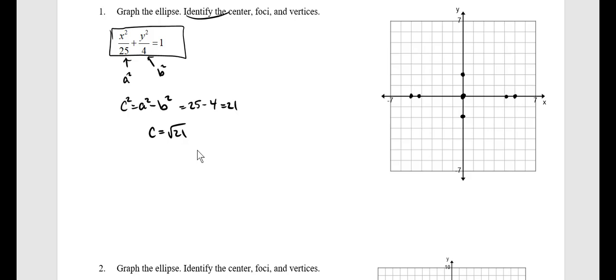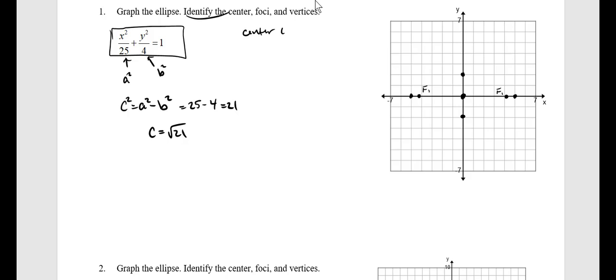And here, remember, I put those c values, this distance c out to the foci, on the x-axis because it's on the major axis. The foci sit on the major axis, the longer of the two. And then we just do our best to sketch an ellipse in here. Let's write out the answers.